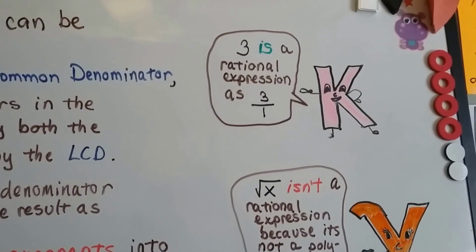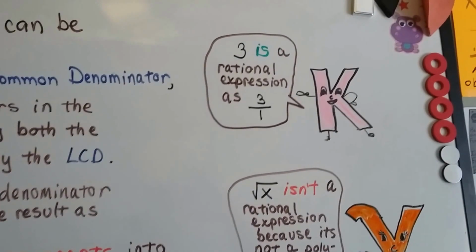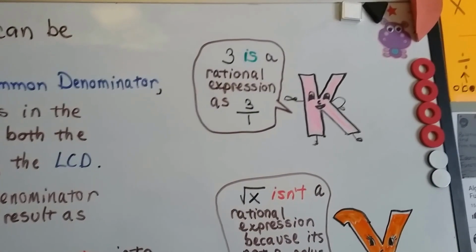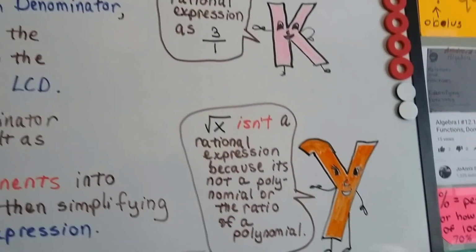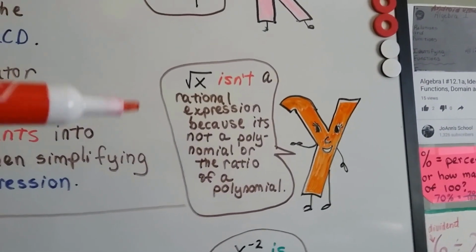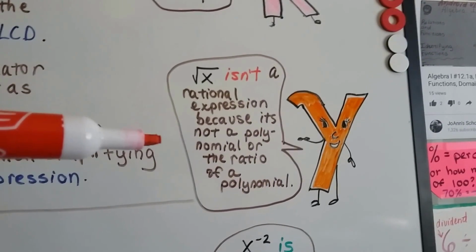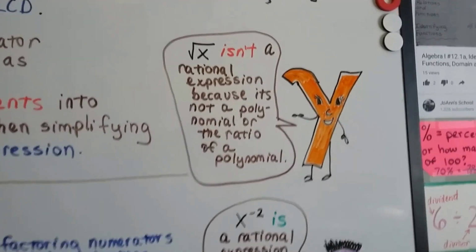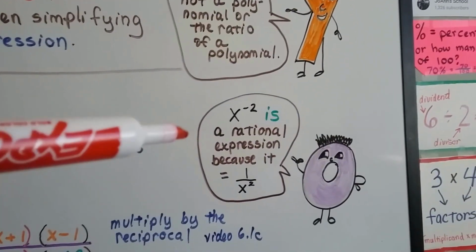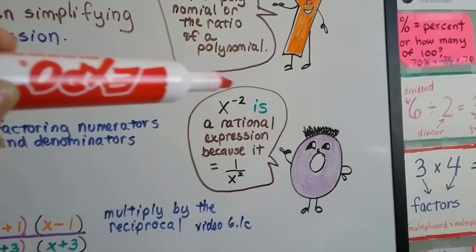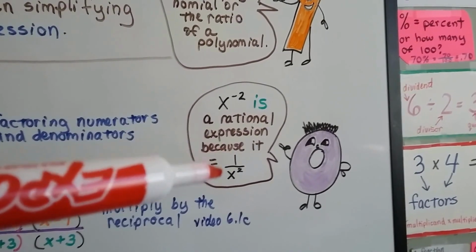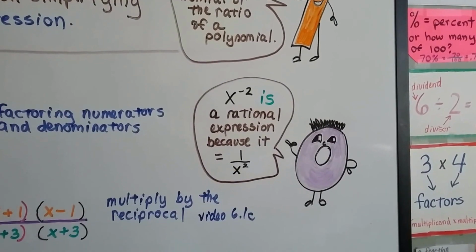So 3 is a rational expression as a 3 over 1, isn't it? So if someone says, is 5 a rational expression? Say, yeah, it is, because it could be 5 over 1. Look at this square root of x. Well, that isn't a rational expression because it's not a polynomial or the ratio of a polynomial. X to the negative second power is a rational expression because we can rewrite it as 1 over x squared. See?